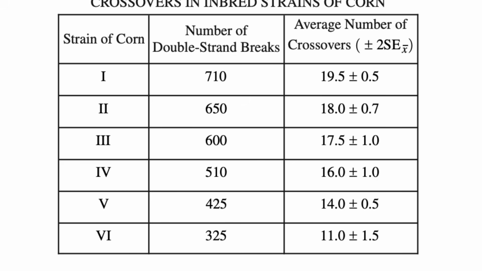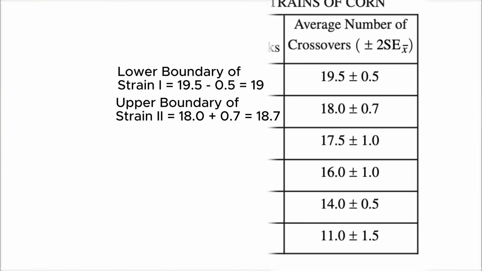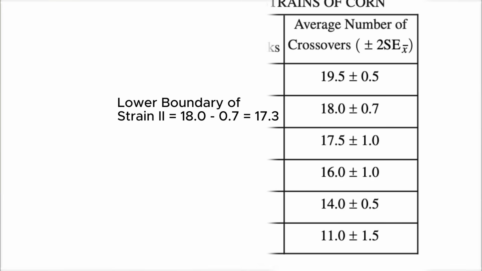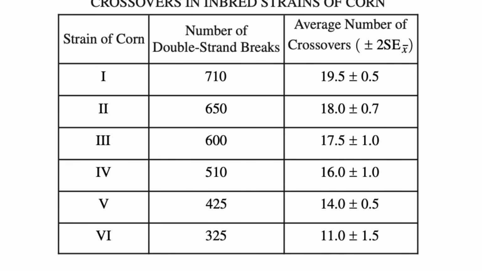So here we see that the lowest value of strain 1 is 19, which is 19.5 minus 0.5, while the highest value of strain 2 is going to be 18.7. So clearly there's no overlap. But on the other hand, the lowest value of that same strain is 17.3, while the highest value for strain 3 is 18.5. So there's definitely an overlap there. And comparing strains 1 and 3, yeah, there's definitely going to be a difference there as well. So I'll put something like this.